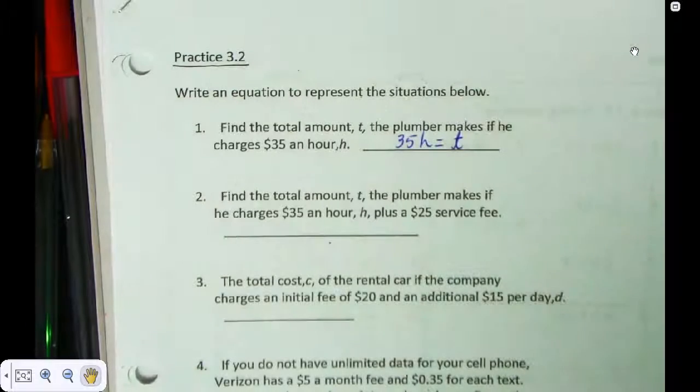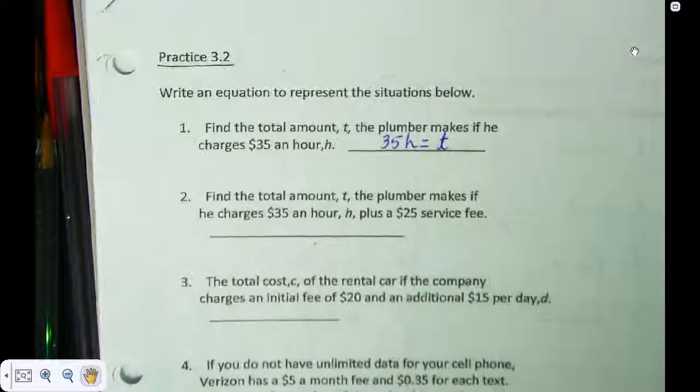Is she right? 35H equals T. Good job. Or you could put T equals 35H. Yeah, fix it, change it, correct it.